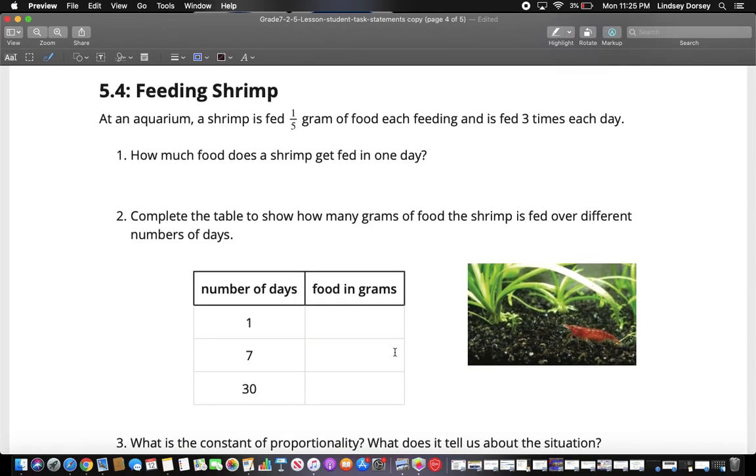Okay, 5.4, feeding shrimp. So it says at an aquarium, a shrimp is fed 1/5 of a gram of food for each feeding and is fed 3 times a day. So how much food does a shrimp get fed in 1 day?